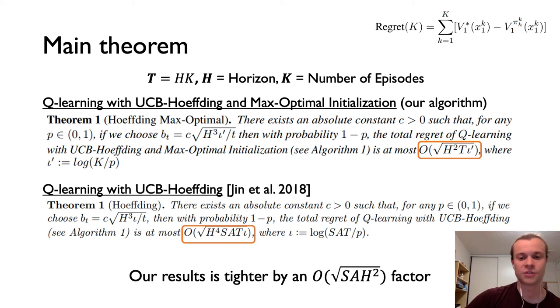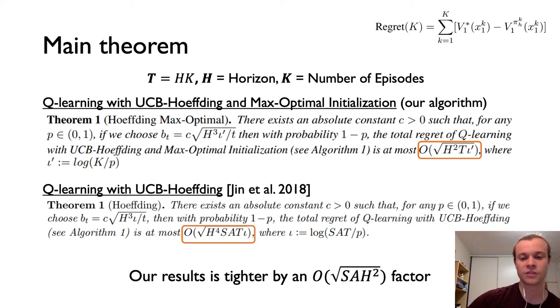So due to time constraints, I don't actually go over the proof in this talk. However, I do want to highlight some of the high-level reasons why this might intuitively make sense. Recall from our initialization that all states, actions, and steps are optimal except for one. So it makes sense that we don't have the factor of S and the factor of A. Similarly, it makes sense that we'd lose one factor of H.